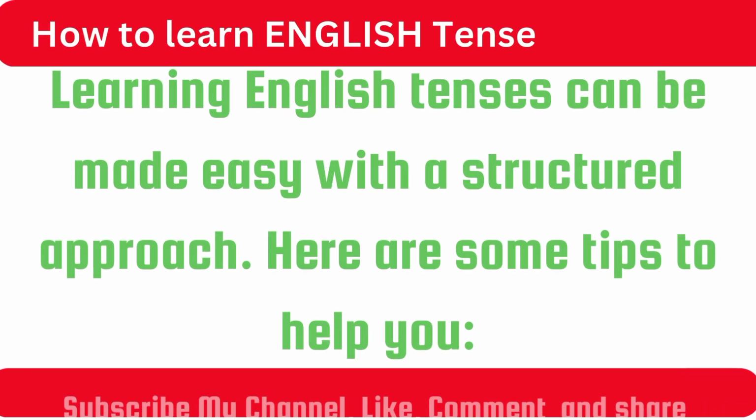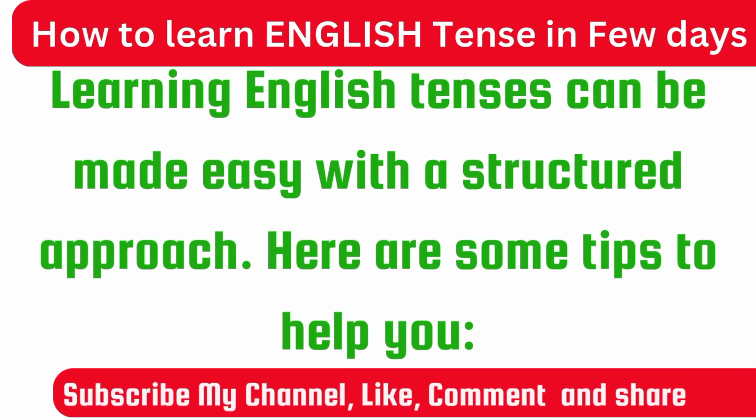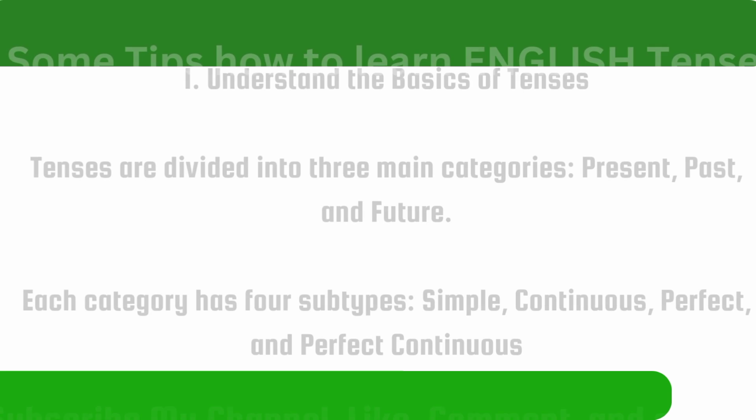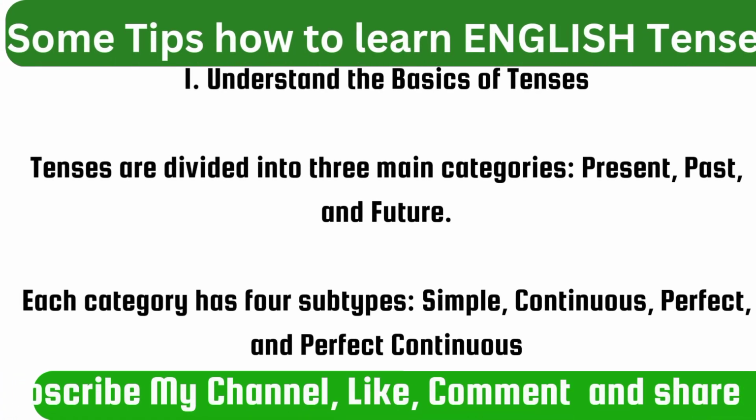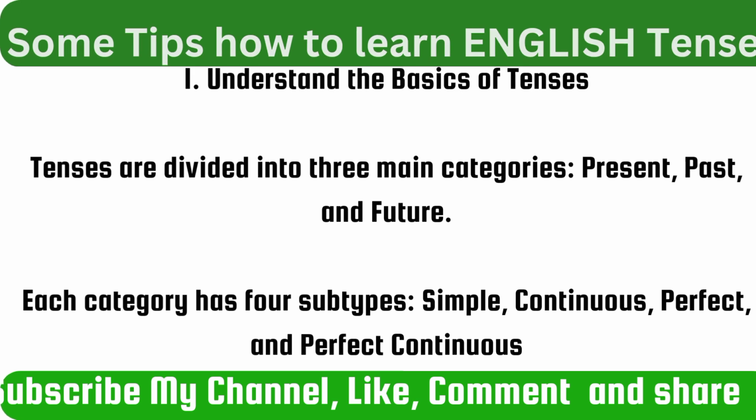Thank you. Learning English tenses can be made easy with a structured approach. Here are some tips to help you. 1. Understand the basics of tenses. Tenses are divided into three main categories: present, past, and future. Each category has four subtypes: simple, continuous, perfect, and perfect continuous.